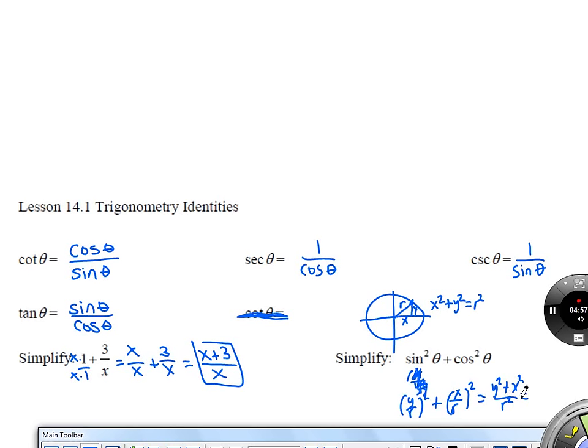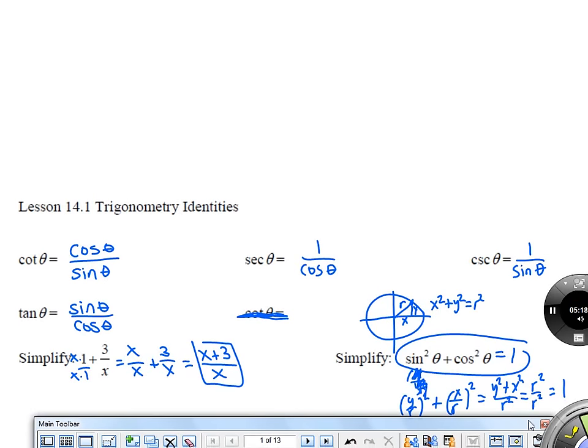r squared. So this is really r squared over r squared, which is really just 1. So back to the identity that you proved in the investigation last night too. So this is a huge identity. This is not one I'm going to give you. This is one we have to know and be familiar with. Sine squared theta plus cosine squared theta is equal to 1. Okay?